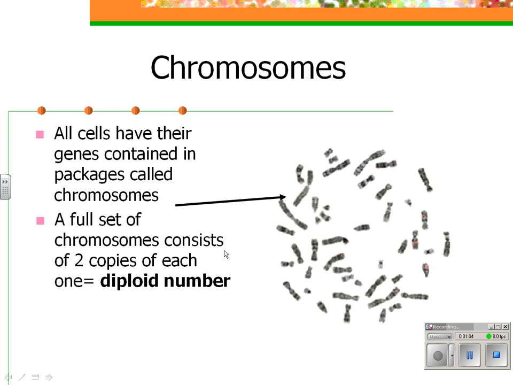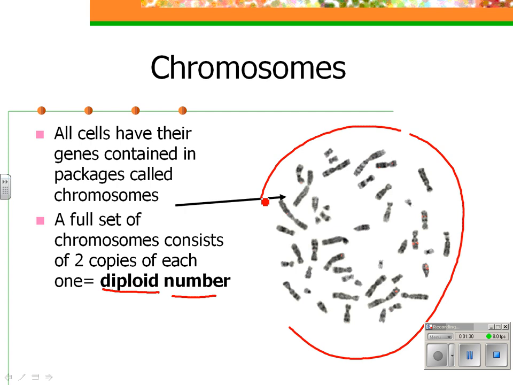A full set of chromosomes consists of 2 copies of each one. There's a word for that we use in biology that's called the diploid number. Di means 2. So, if you look at this set of chromosomes here, you can find a pair for each one. There are 2 copies of each chromosome here. Here's an easy one to find right there.